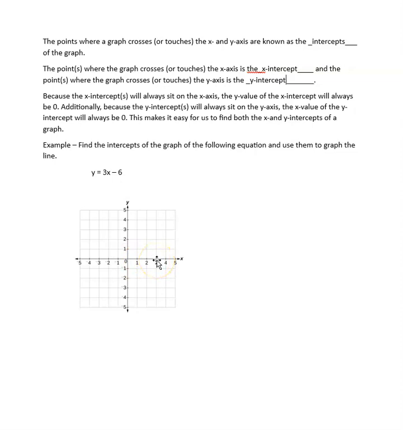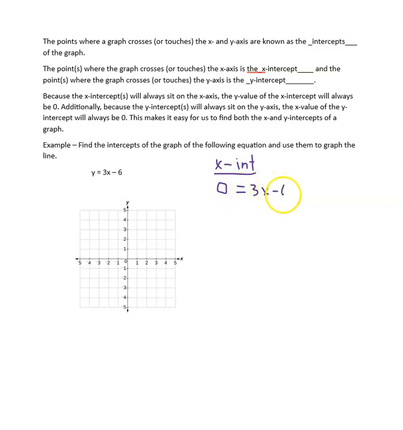And that's nice because this makes it easy for us to find both the x and the y-intercepts of a graph. So we have an example where we want to find the intercepts of the graph of the following equation, and then use them to graph the line. So again, remember that for the x-intercept, what did we say is always true about the y value? The y value is always 0 because it is sitting on the x-axis. So in order to find the x-intercept, we're going to plug 0 in for y, and then we're going to solve for x.